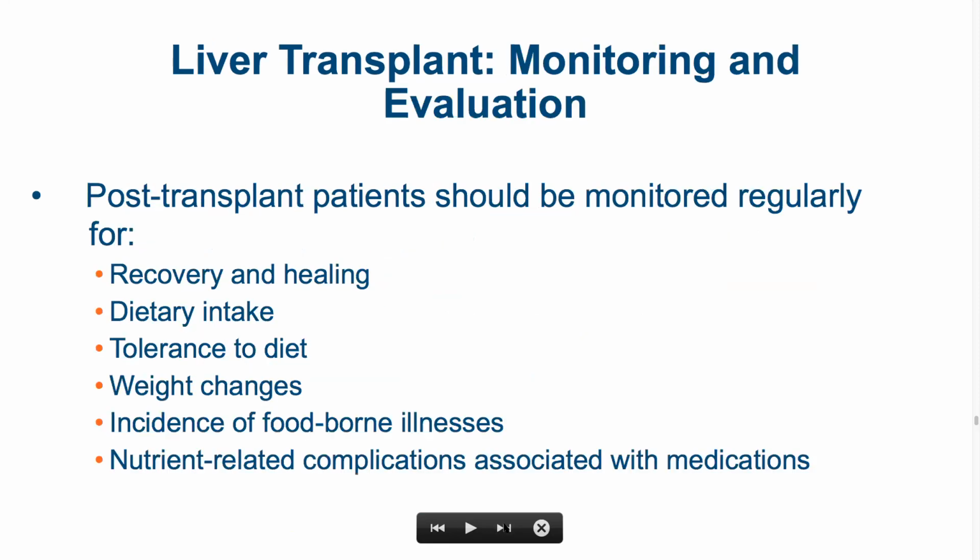Liver transplant monitoring and evaluation. Post-transplant patients should be monitored very closely and regularly for recovery and healing, dietary intake, tolerance to the diet, weight changes, incidence of foodborne illnesses, and nutrient-related complications associated with medications.